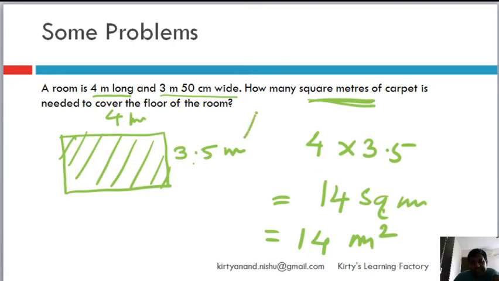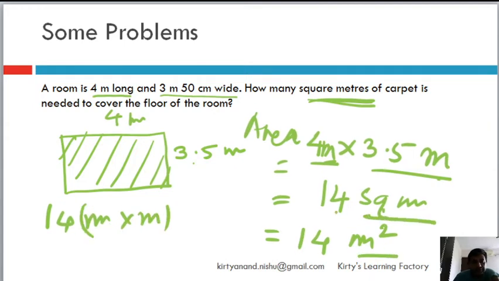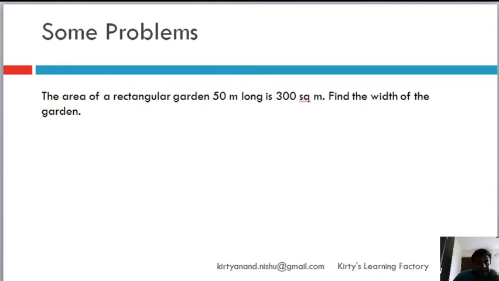And when you are writing area, just make sure that you do not forget to put the unit. That way you will never get confused, because when you are writing 4 meter into 3.5 meter, you are multiplying the numbers, and simultaneously you are also multiplying both the units, and that's how you come to square meter. So you can also write it as 14 meter into meter, right? Either you write it as square meter or meter square, same thing. So we start off with a simple one. Then we go to the next one.